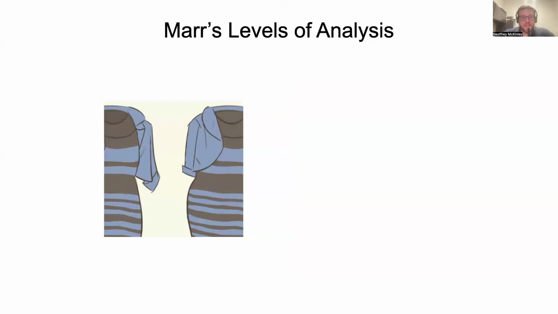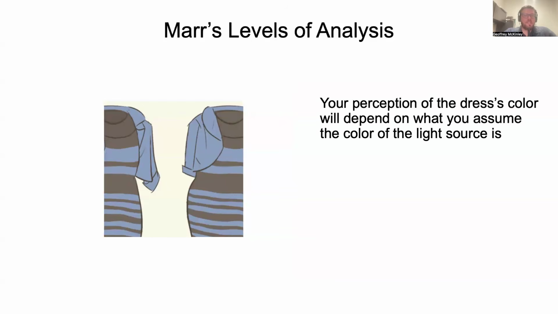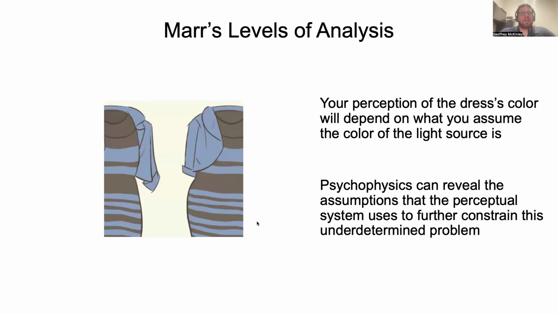Notice though, the same dress. And when you equate the perceived lighting source, you see that they're identical. They look exactly the same, right? So in this example, your perception of the dress's color will depend on what you assume the color of the light source is. And psychophysics can reveal the assumptions that the perceptual system uses to further constrain this underdetermined problem.